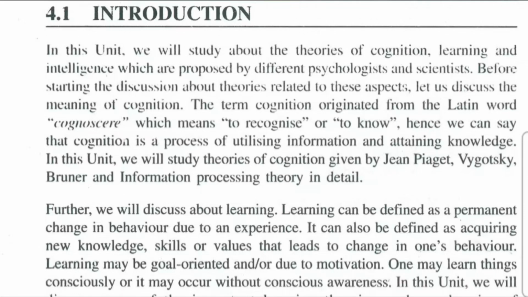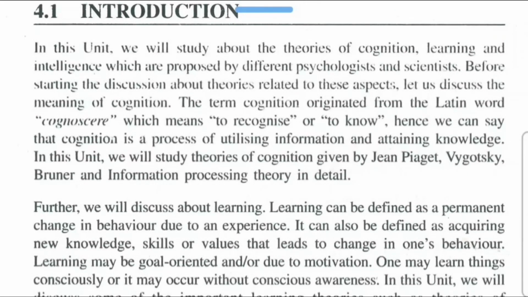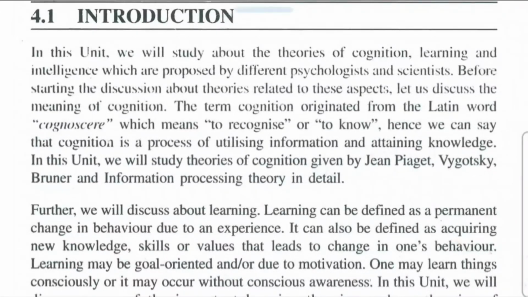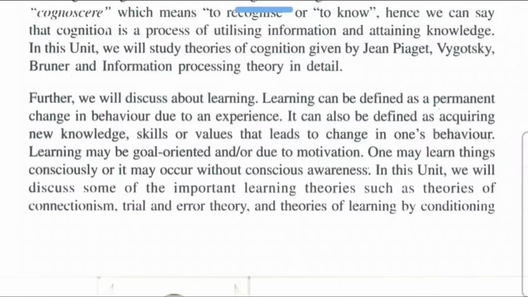The term cognition originated from the Latin word cognoscere, which means to recognize or to know. Hence, we can say that cognition is a process of utilizing information and attaining knowledge. In this unit, we will study theories of cognition given by Jean Piaget, Vygotsky, Bruner, and the information processing theory in detail. Further, we will discuss learning.